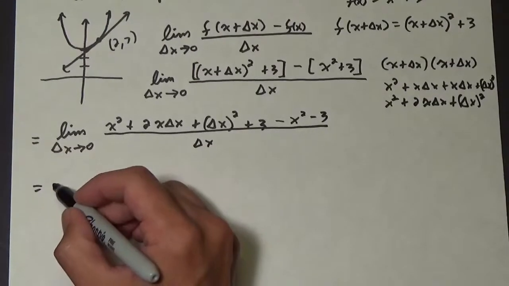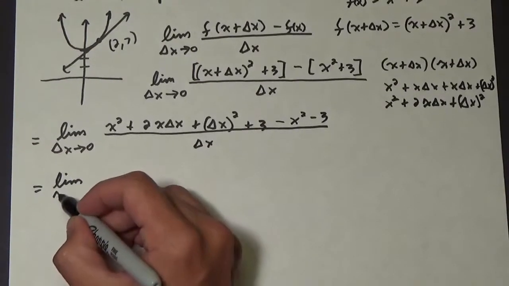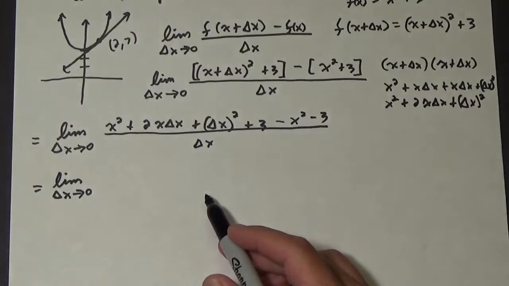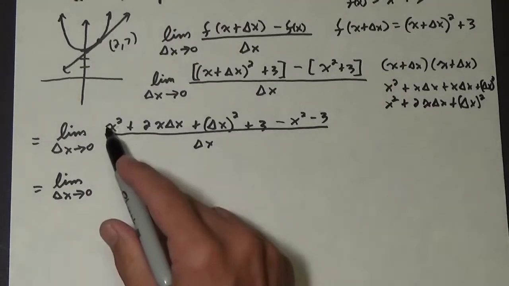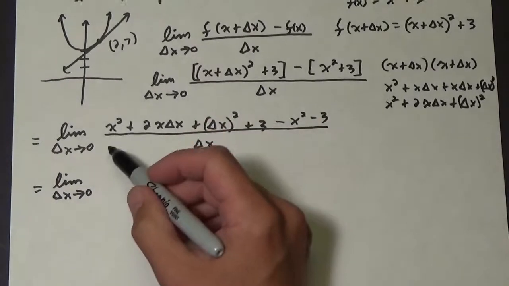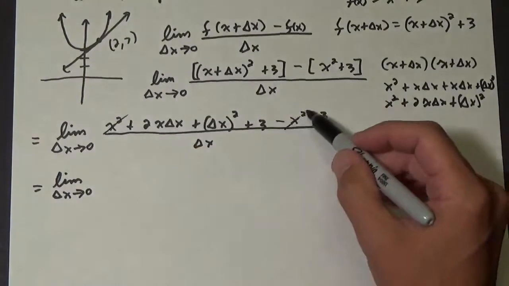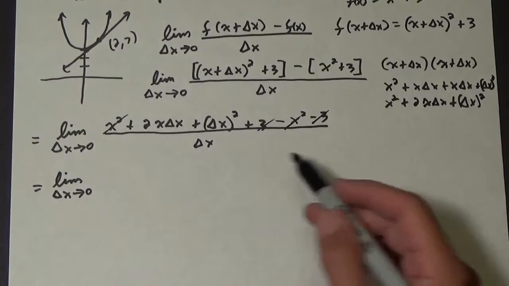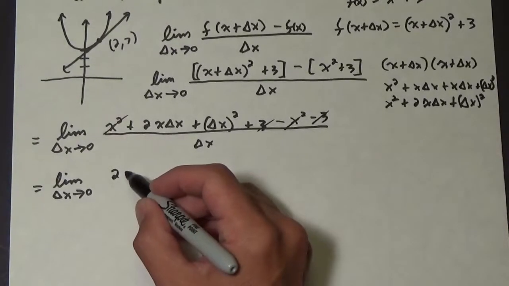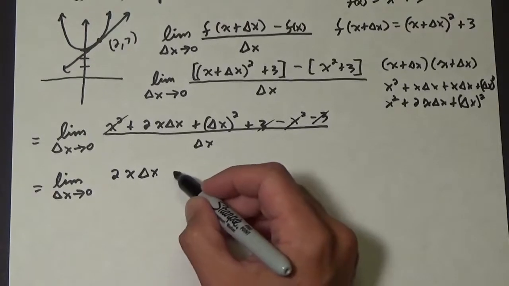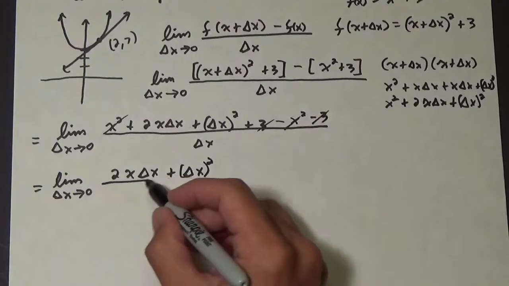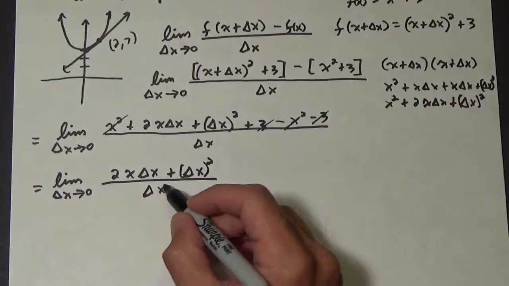All right, so then, let's see here, we have the limit as delta x approaches 0. So a couple nice things happen. These x squares cancel out, so those go away. These 3's cancel out, so those go away. So we end up with 2x delta x plus delta x squared all over delta x.